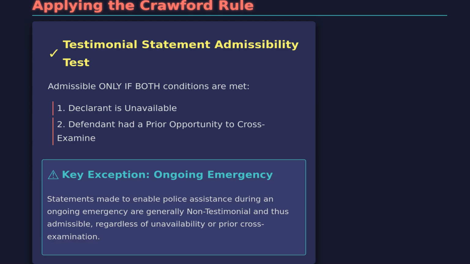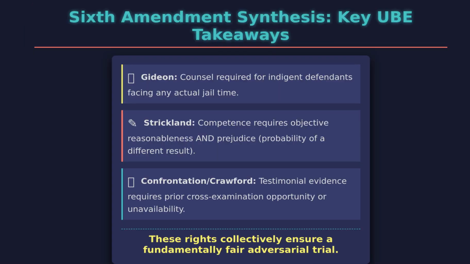This brings us back to the crucial exception we mentioned: statements made to enable police assistance to meet an ongoing emergency. Because the primary purpose of these statements is immediate safety, not evidence gathering, they are classified as non-testimonial and are therefore admissible even if the declarant is unavailable and was never cross-examined. We have now covered the essential components of the Sixth Amendment's guarantees for the accused.